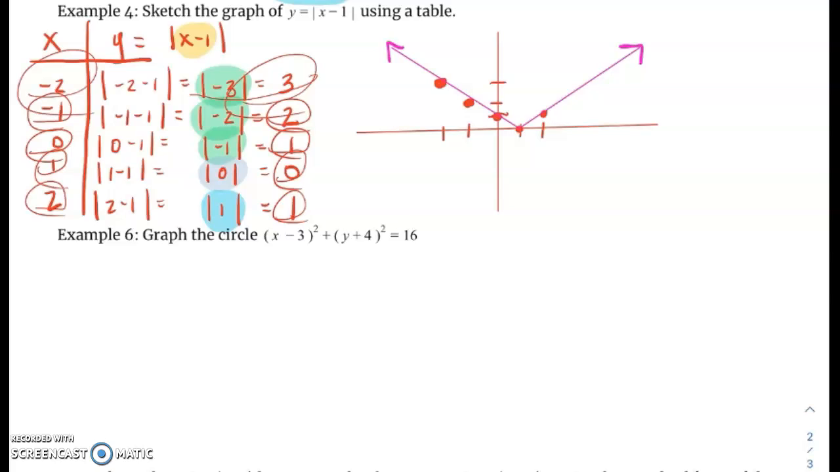Right? If you didn't get the graph, for example 4 on part 1, there it is. But for part 2, we're going to look at equations of circles.